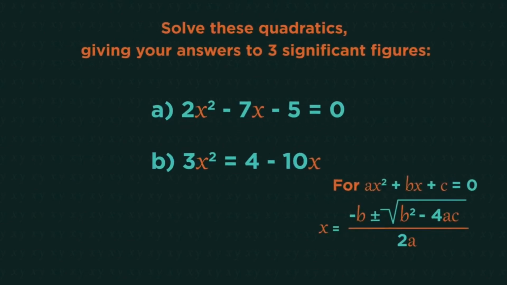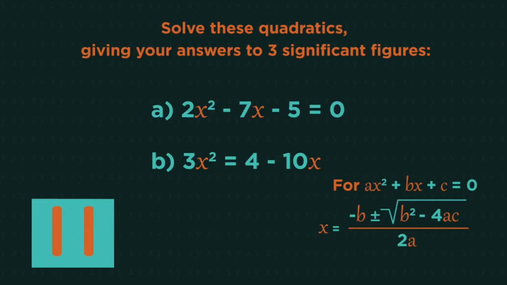So here are a few for you to do. Remember to use brackets to help with negatives. We know that we need to use a quadratic formula because it tells us to round our answer. For B, make sure the quadratic equals 0 before you start. Pause the video, work them out, and click play when you're ready.